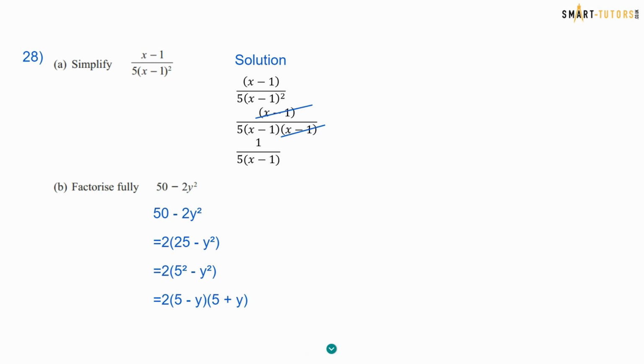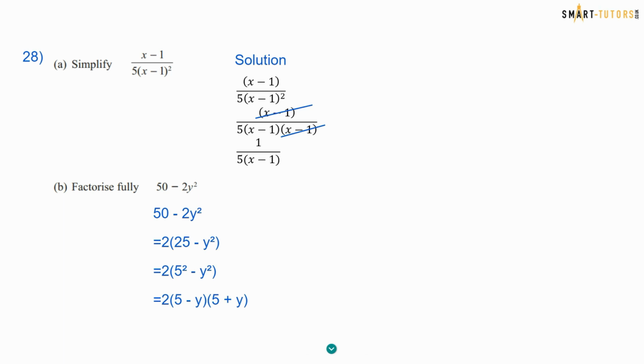So the working for this question is x minus 1 over 5, x minus 1 whole thing squared. So x minus 1 over 5, x minus 1, x minus 1. x minus 1 squared means you need to write it twice, x minus 1, x minus 1. So x minus 1 cancels, x minus 1 cancels. So 1 over 5 times x minus 1.